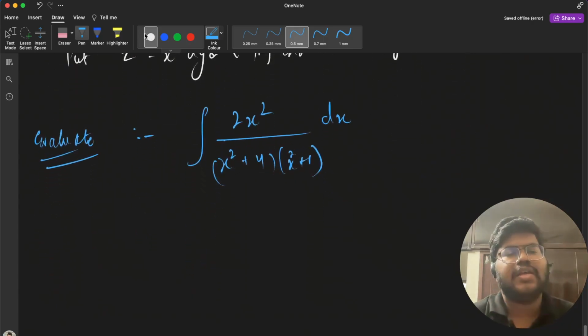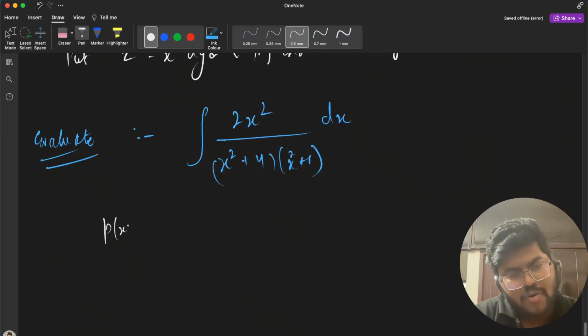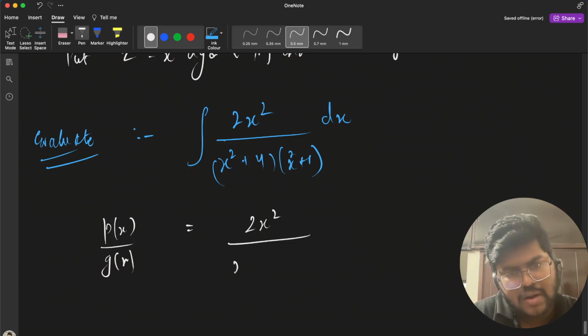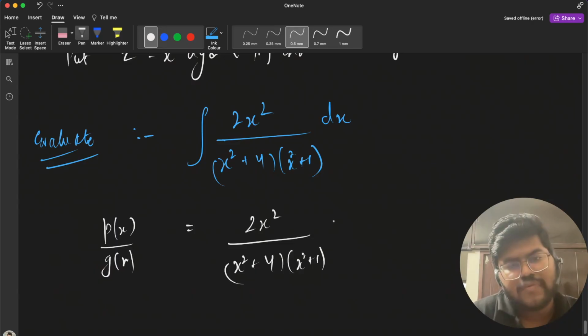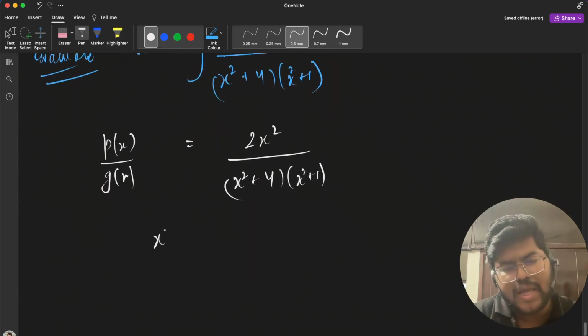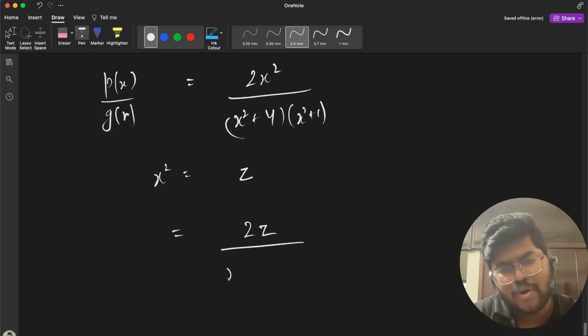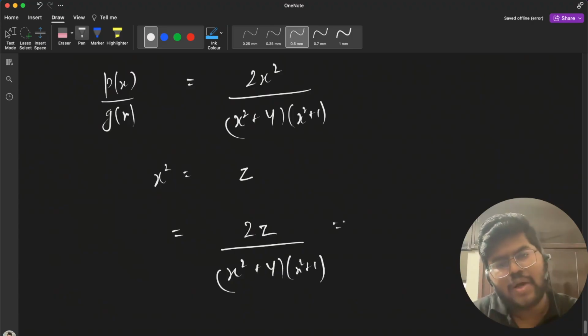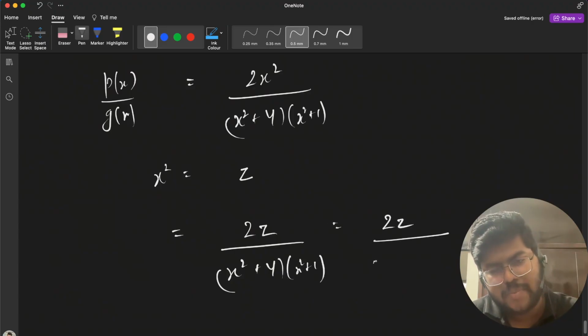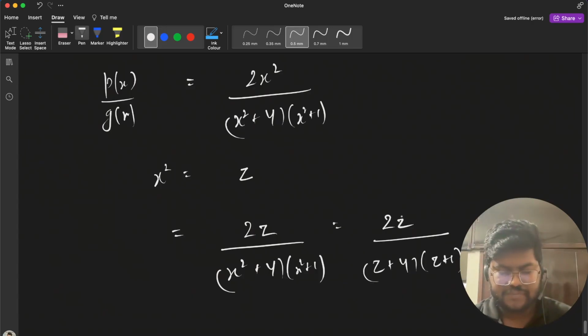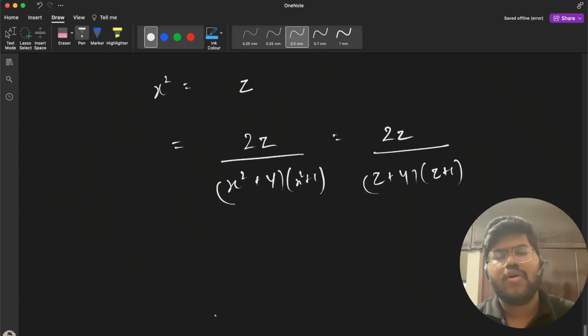So here you can see that if I talk about px upon gx, then this is 2x square upon (x square plus 4) into (x square plus 1), right? Now putting x square as z, this is 2z upon (z plus 4) into (z plus 1). So now it is in the form.